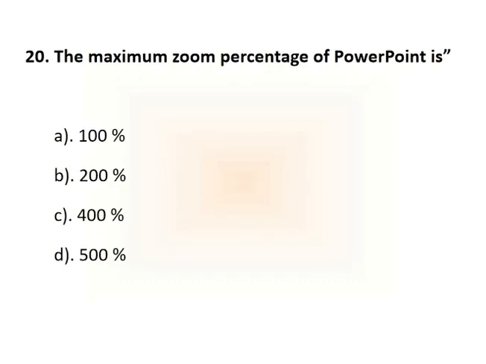The maximum zoom percentage of PowerPoint is option number C, 400%, and minimum zoom percentage is 10%. For Excel, maximum zoom percentage is 400, and for MS Word, maximum zoom percentage is 500%.